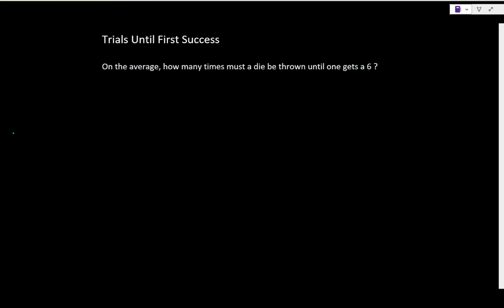So the problem states, on average, it's just a single line problem. On average, how many times must a die be thrown until one gets a 6? Now we know what a dice is. So this is a dice and it has 6 possible outcomes. The outcomes that are possible when you throw a dice are 1, 2, 3, 4, 5 and 6. And the problem is fairly simple. That is, on average, how many times we need to throw a dice before we get a 6.